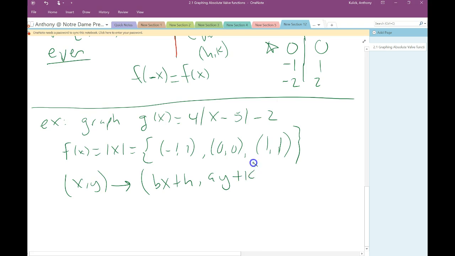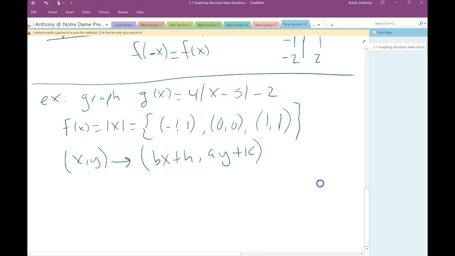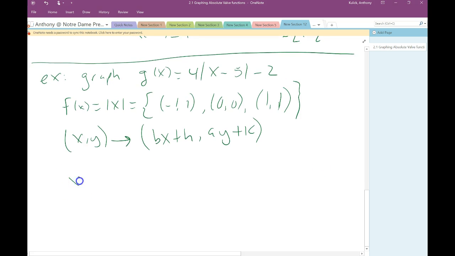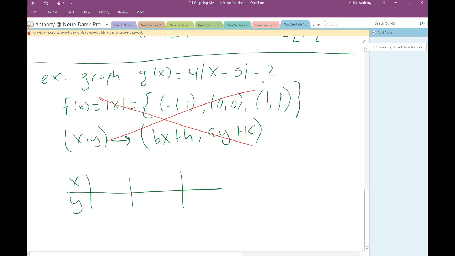That would be okay. But that's a bit of overkill for what we really need to do here. So rather than doing that, what I'm going to do is make a little xy table. I'm going to pick some special values of x, and then find their corresponding values of y by just plugging them into the function. Although you could do that, like we had done before, I'm not going to do that now because it's a little bit more work than we need.